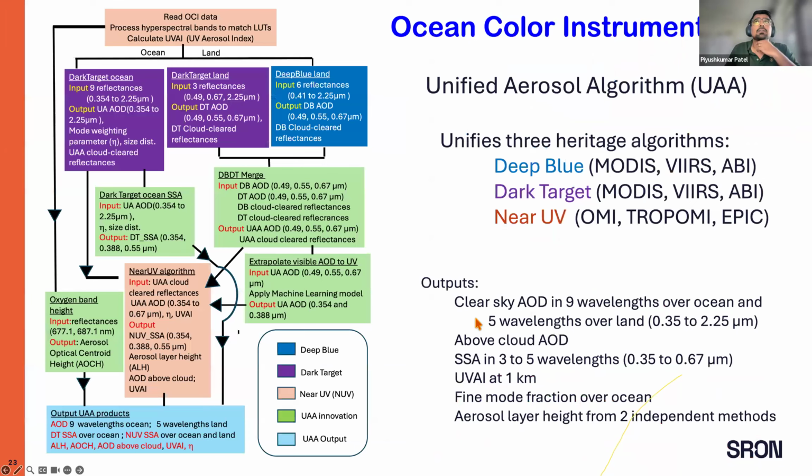Now, if I talk more about the OCI, OCI is the Ocean Color Instrument. Because it is a hyperspectral instrument, it is made for ocean color measurements, particularly for ocean measurements, but we can still use it for aerosol detection because of its hyperspectral characteristic.